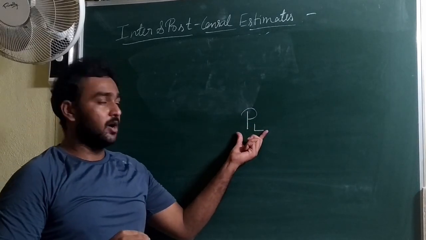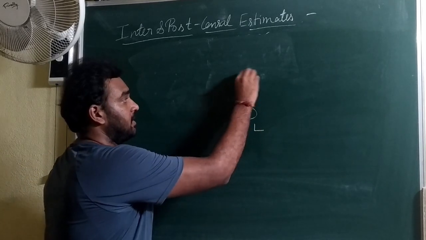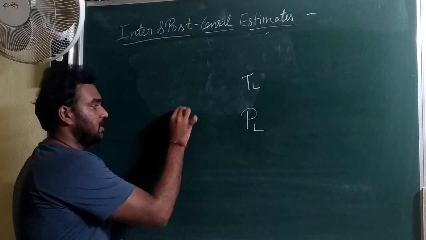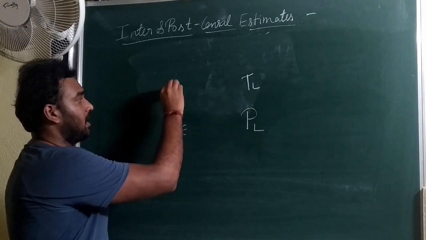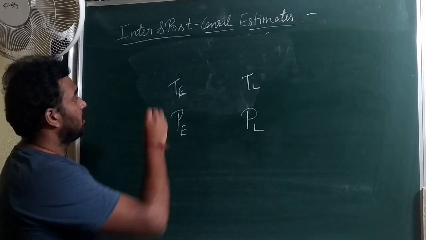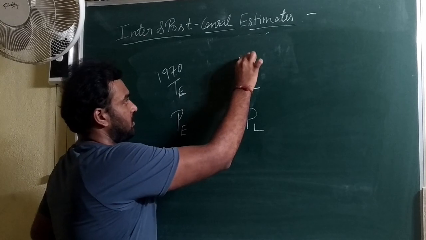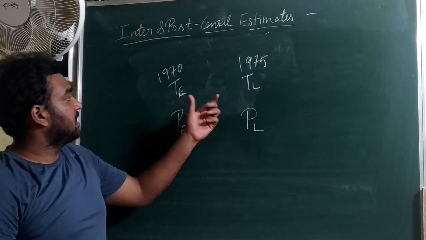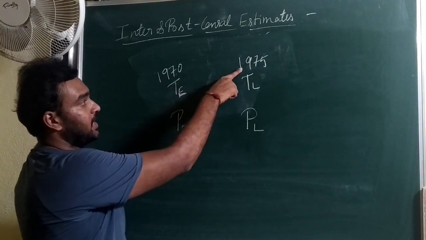We have the population record PL, the last known census data, at the time TL, the last known census date. And we also have the previous set of data, PE, the earlier known population data at the time TE. So say for example, it was 1970 and this was 1975, I'm just taking any time interval. So this is 1970, this is 1975.